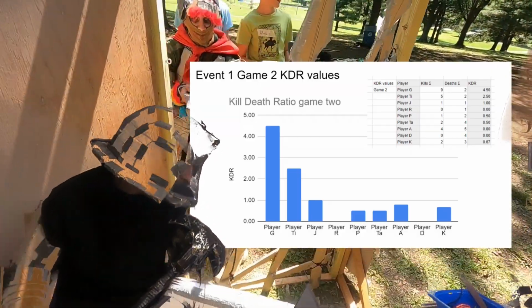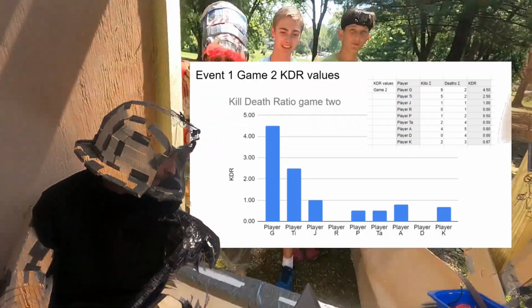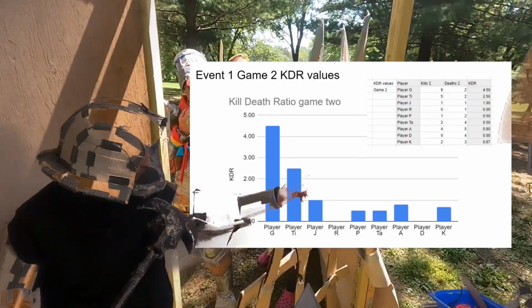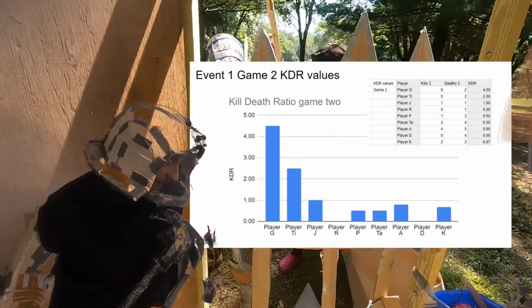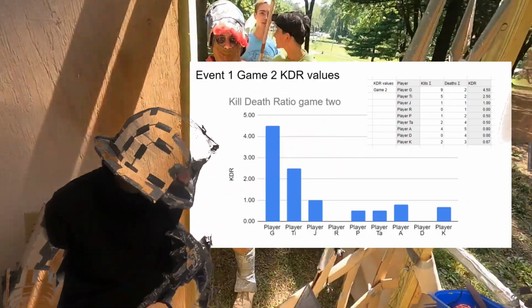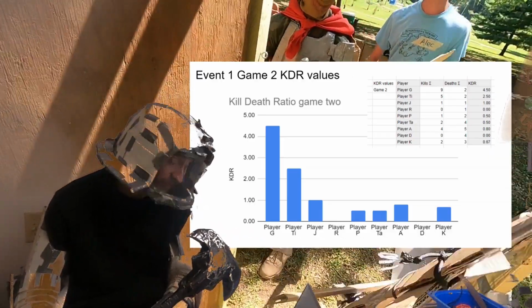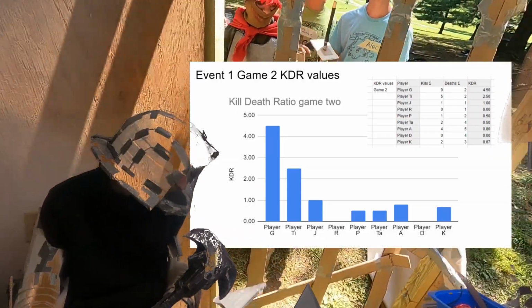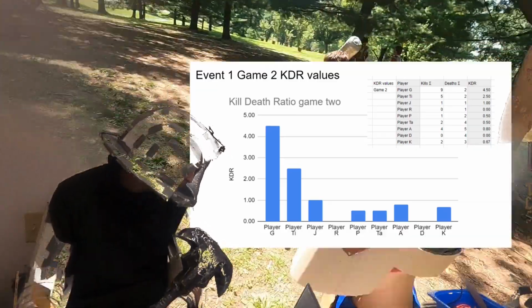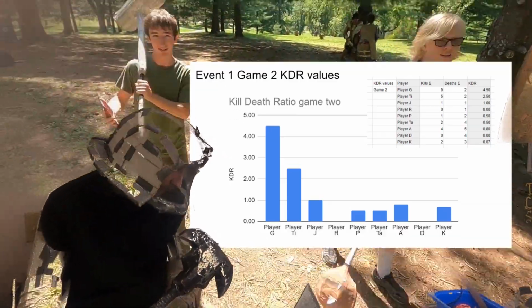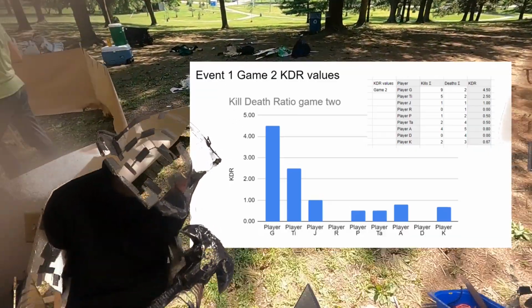And so in this game, my KDR is actually lower. It's only 4.5. But if you do look at the small little spreadsheet in the corner, I actually ended up getting more kills. I got 9 kills and 2 deaths for a KDR of 4.5. Though player TI did extremely well with a KDR of 2.5 with 5 kills and 2 deaths.